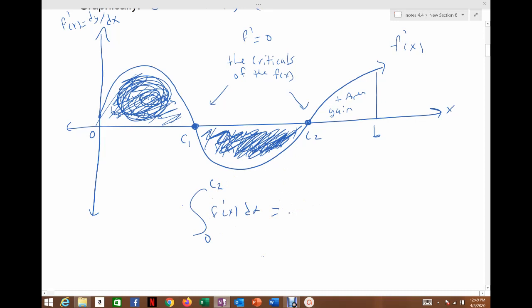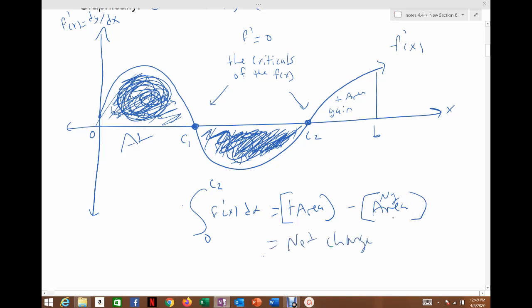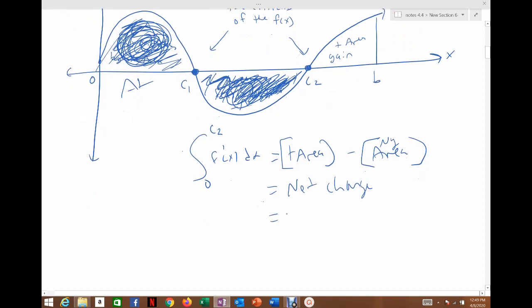This would be the positive area. All right, that would be this area. And I would subtract away this negative area. All right, I would take my gains and subtract away my losses, and that would give me my net change, which would represent, I take my critical value and then add 0 from 0 to 2.